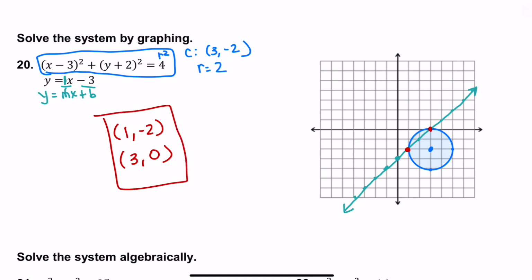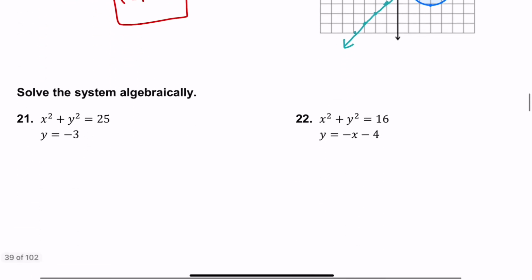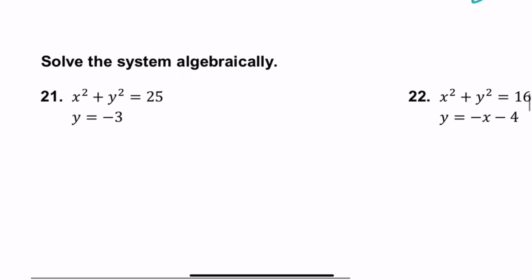So when we're looking for answers for systems, we're looking for points on a graph. Now with graphing, sometimes it's hard to tell exactly where things are crossing. So algebra always works a little bit better for solving systems.